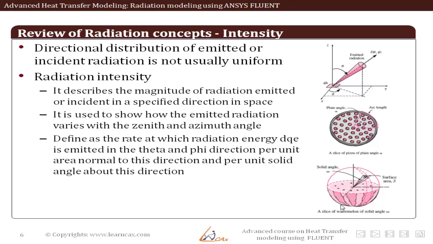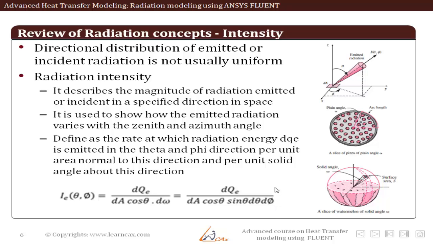A parameter known as radiation intensity is defined, which describes the magnitude of radiation emitted in a specified direction in space. This radiation intensity I is used to describe how the emitted radiation varies with the zenith and azimuthal angles. Radiation intensity is defined as the rate at which radiation energy dGe is emitted in the theta and phi direction per unit area normal to this direction and per unit solid angle about this direction. The formula for that is as shown here.